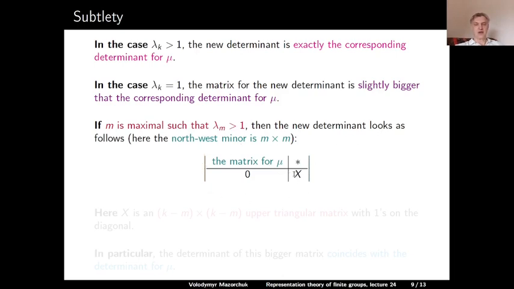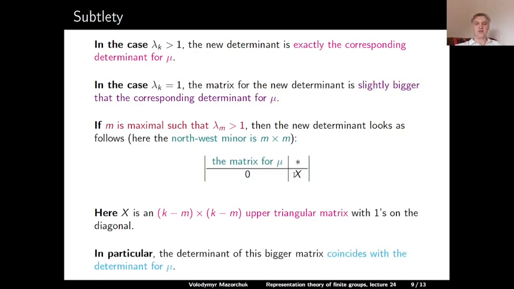It will be block upper triangular with the first diagonal block of size m times m, and this will be exactly the determinant for mu as given by the determinantal formula. Then we will have the second diagonal block, which is a matrix of size (k minus m) times (k minus m), and this matrix will be upper triangular with ones on the diagonal. In particular, the determinant of this bigger matrix will be equal to the determinant of the first diagonal block, which justifies our induction step in the proof of the determinantal formula.